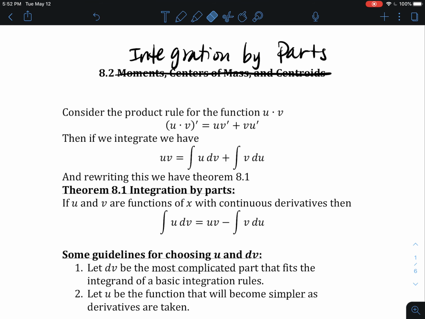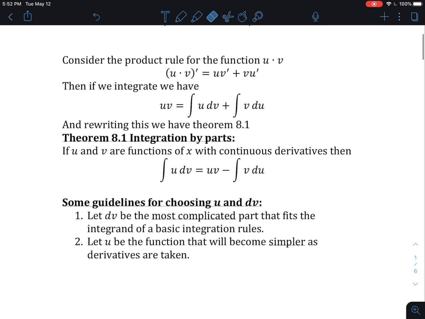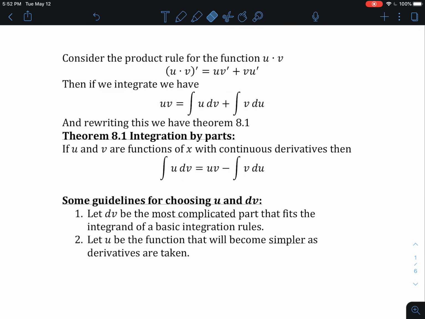Consider the product rule for the function u times v. If we take the derivative, we'll get u v prime plus v u prime. Then if we integrate, we take the integral of u dv plus the integral of v du. Rewriting this, we have Theorem 8.1, integration by parts. If u and v are functions of x with continuous derivatives, then the integral of u dv equals u times v minus the integral of v du.